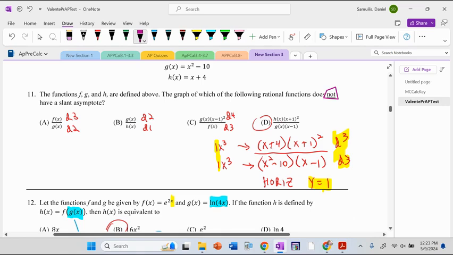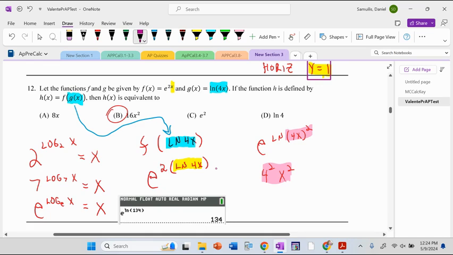If I FOIL this, x squared times x, degree 3. This is x squared minus 10 times x minus 1 would be a degree 3 and x cubed. These are equal, and actually, I told you even more information. Hopefully you remember your horizontal asymptote rules. If I FOIL this out, this would be 1x cubed, and then the bottom would be 1x cubed. So y equals 1 is a horizontal asymptote. Better know that as well.